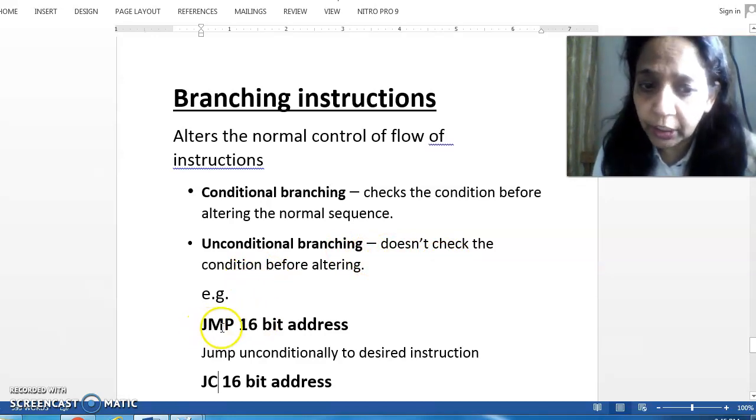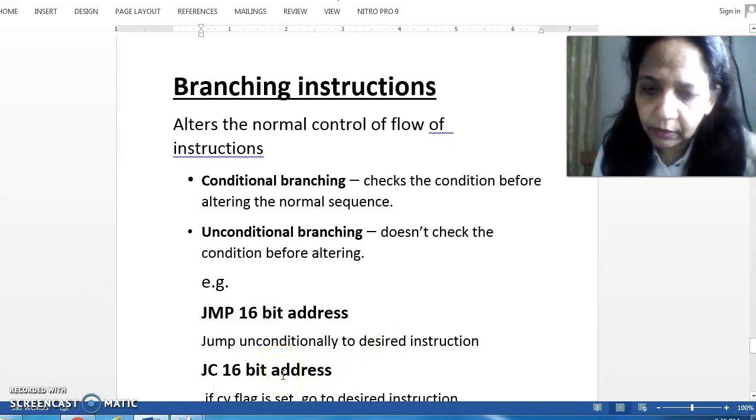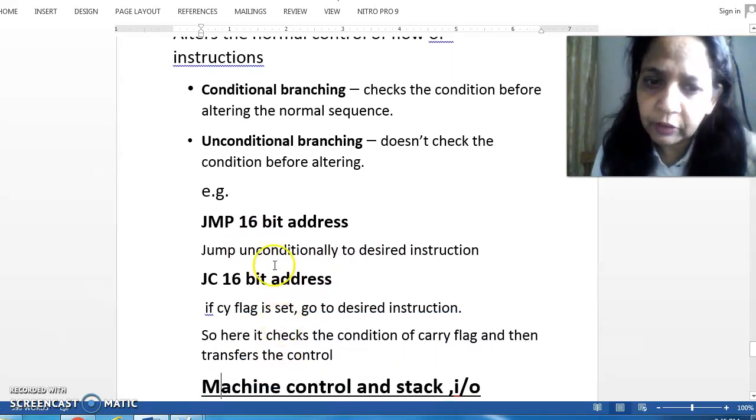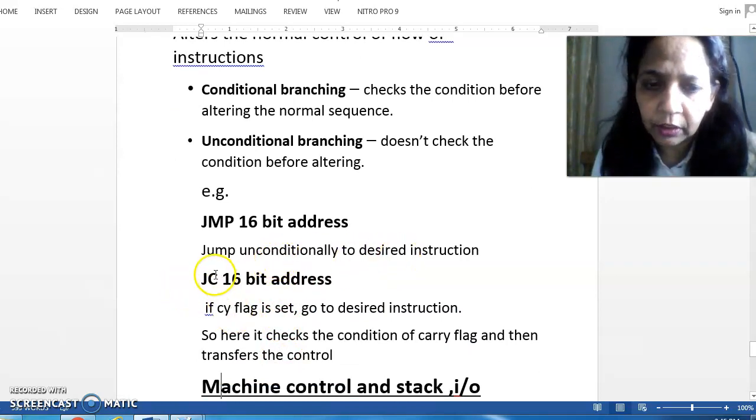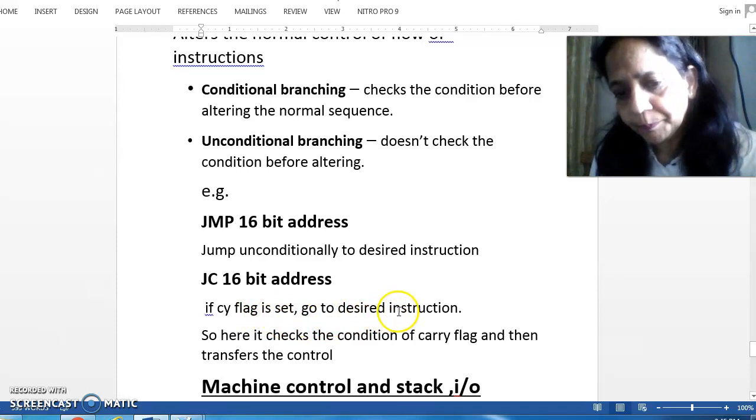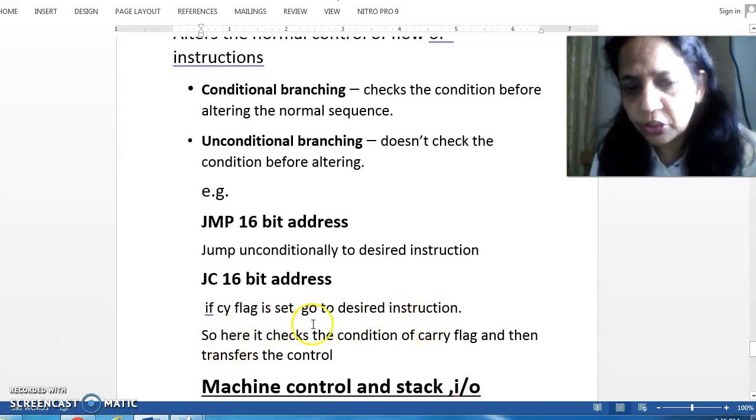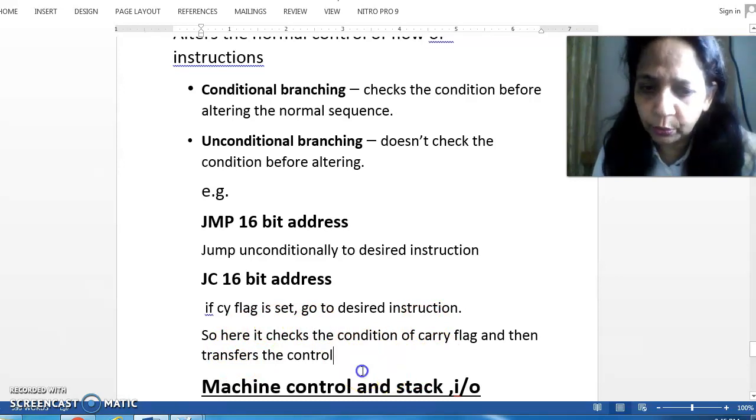For example, JMP is the unconditional jump, so unconditionally it will go to the desired instruction. It will suspend the normal sequence and go to the desired instruction. JC means jump if carry flag is set. If the carry flag is set, then only it will go to the desired instruction. So it checks the condition of the carry flag and then transfers the control.